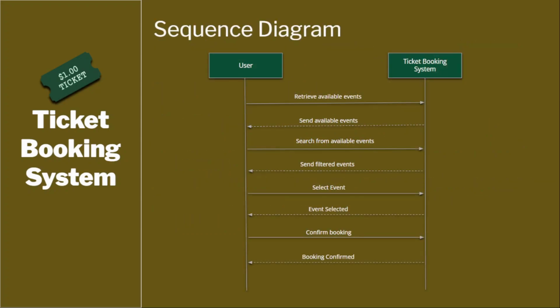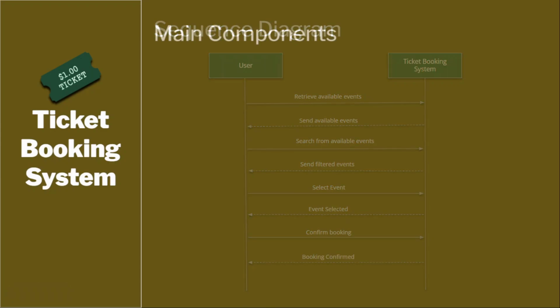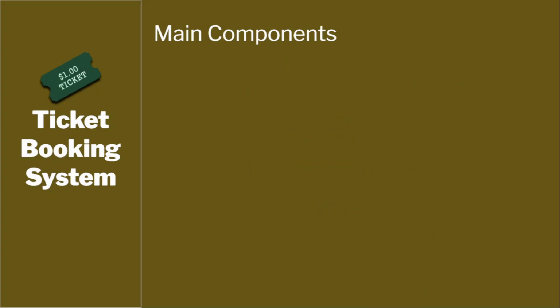Let's also look at the sequence diagram. The user interacts with the system 3 times: to retrieve, to search, to select, and to confirm booking. With that, let's try and identify the main components of the system.